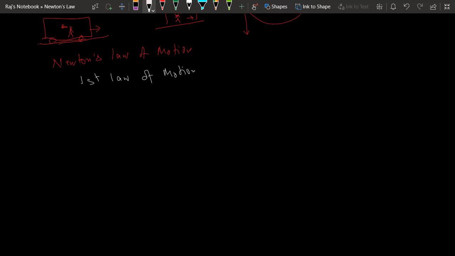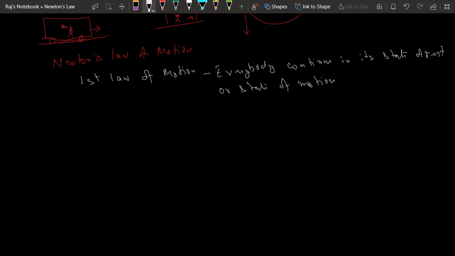The first law states that a body at rest continues to remain at rest, and a body in motion continues in motion, until and unless an external force is applied. So every body continues in its state of rest or state of motion until and unless an external force is applied.